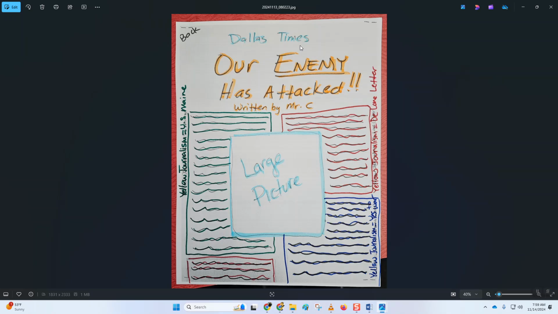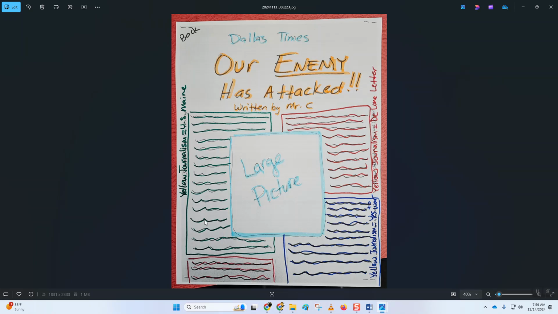And what you want is for them to see the front of your newspaper and get caught by the title. So the name of the newspaper is much smaller, and the name of the article is much bigger. It's much more exaggerated, much more like juicy type of a title. Like, our enemy has attacked, underlined enemy, exclamation point, again, written by here. So this is much bigger.